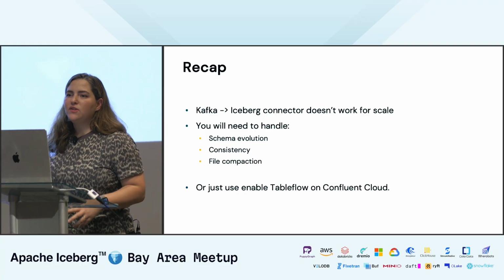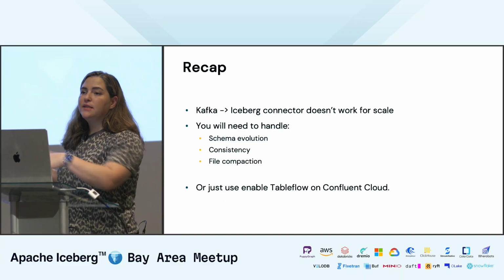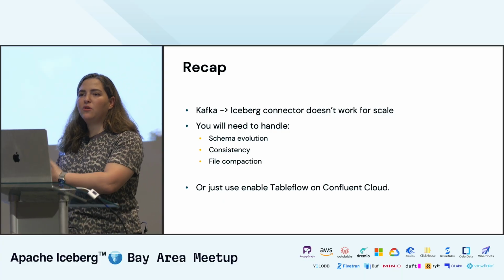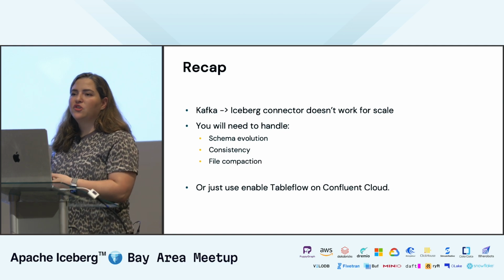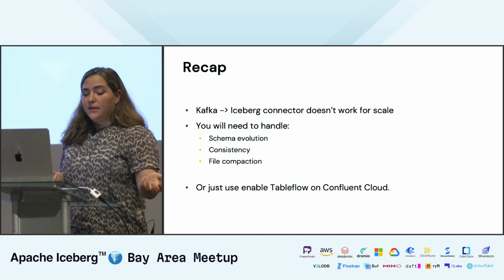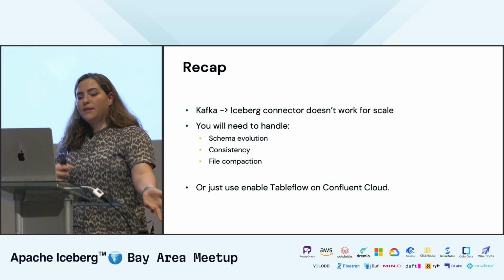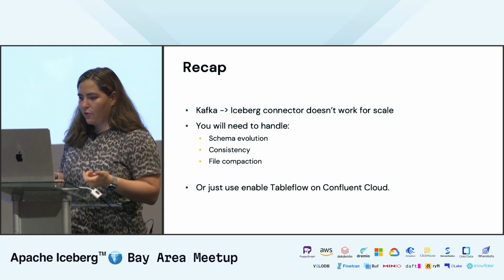You can think about the Uber schema that we talked through. You can think about things related to consistency. You can build different microservices to actually put that data in and make sure it's consistent. And you need to think about the file compaction that you want to implement as well. You can build it, or you can use Tableflow if you're a Confluent customer, of course.